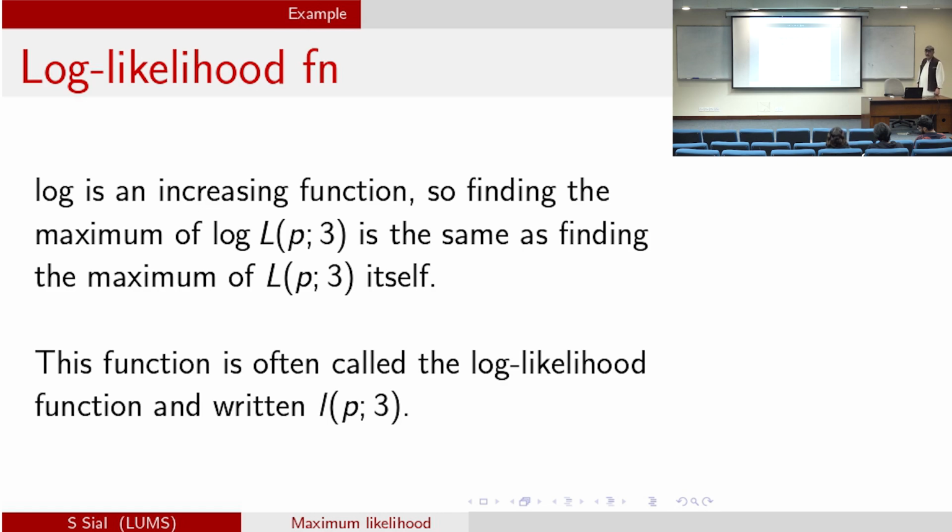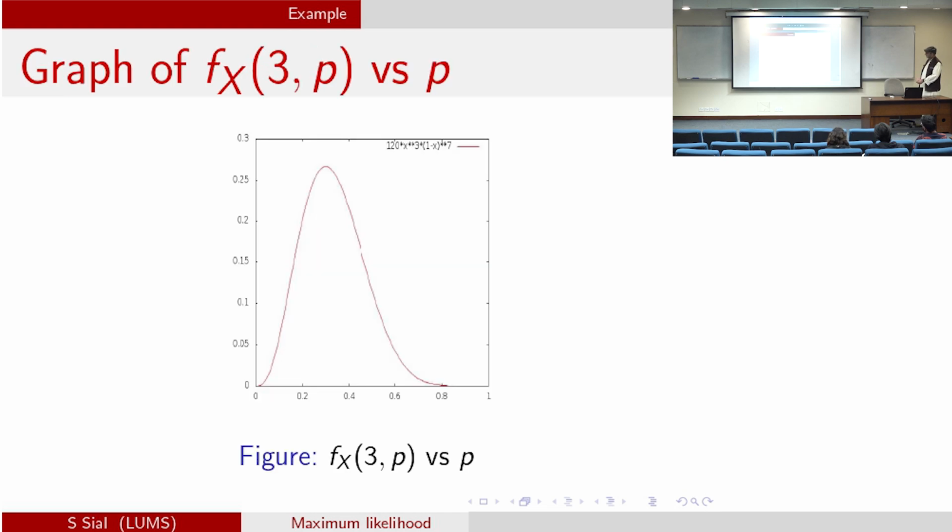Why do we take the log? Quite often it makes our calculations easier to take the logarithm than the original function. So we would say, what p maximizes this function? Well, p equals 0.3. So if we take the logarithm of this function, p equals 0.3 will also maximize the log likelihood.